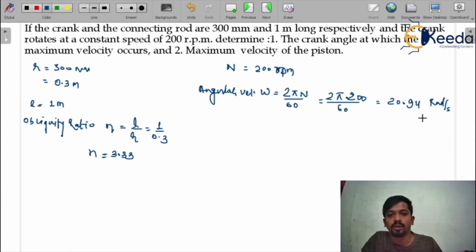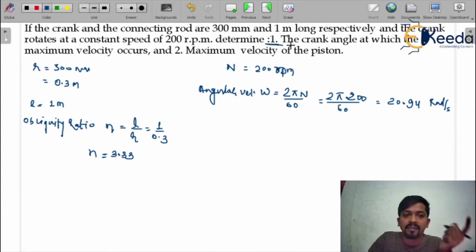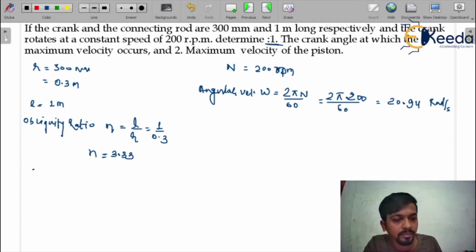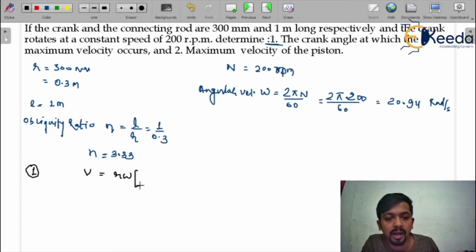What we have to find out? In the first part of the question, we have to calculate the crank angle at which the maximum velocity occurs. We have to find the maximum velocity, but we need to know the velocity formula. That is R omega times sin theta plus sin 2 theta by n. This is the general formula for the velocity of the piston.